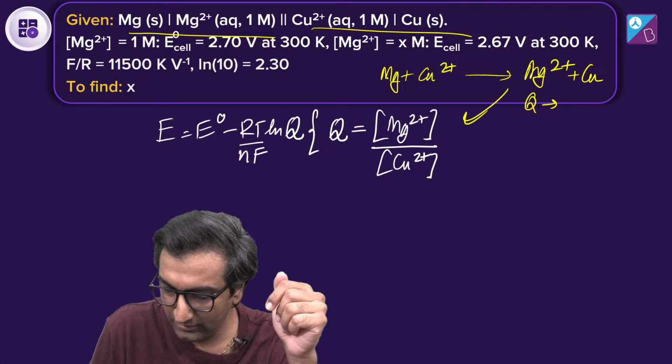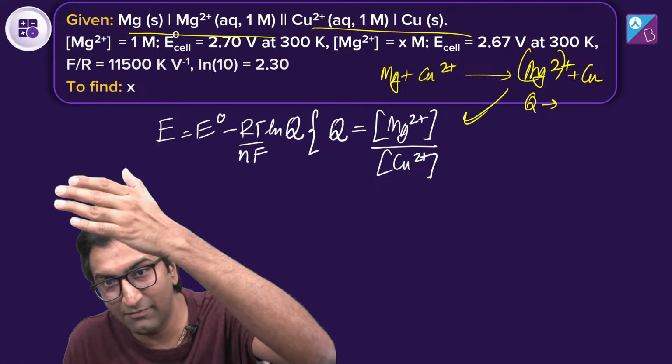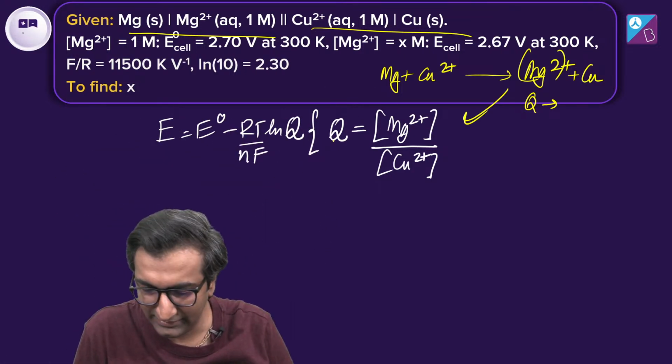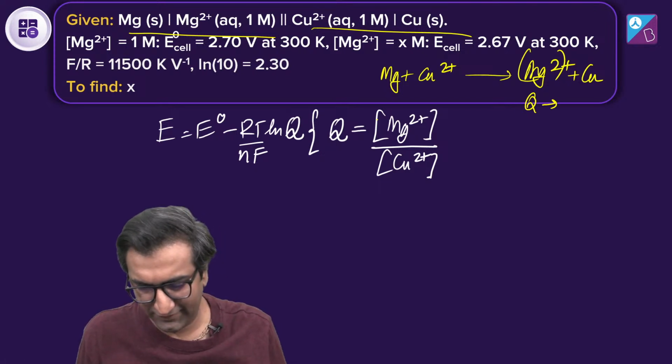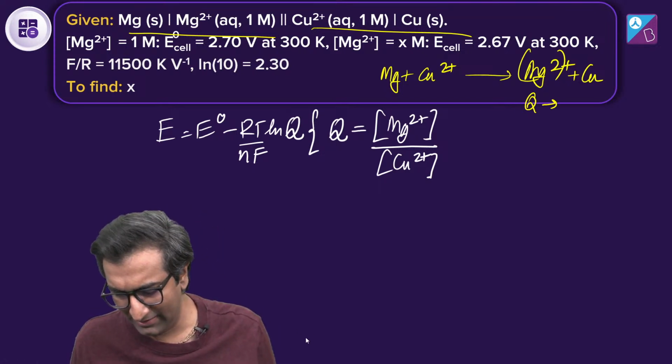Q is this. Simple. ये है प्रोडक्ट साइड में Mg2 plus, रिएक्टेंट साइड में कॉपर, इसलिए नीचे आ गया. That's it. This is the first and the most important step. After this तो कुछ effort है ही नहीं, कुछ नहीं करना है.